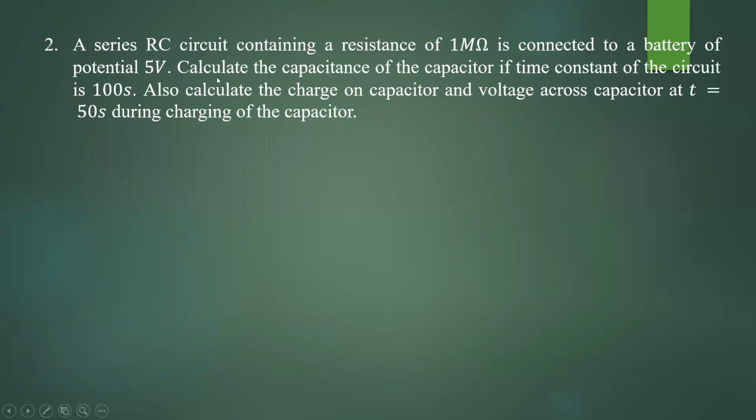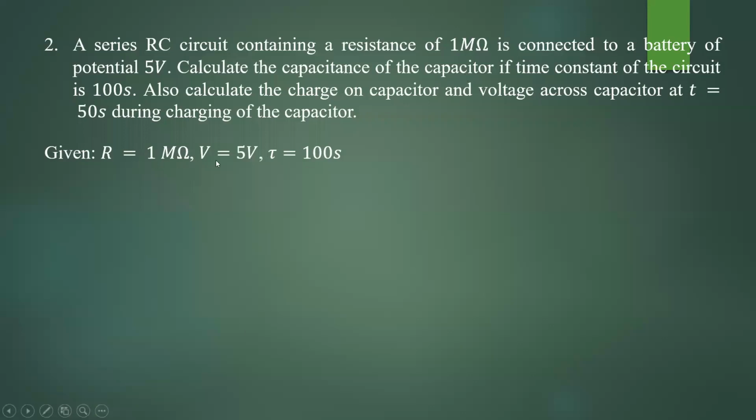So first, they have given the R value. Okay, what are the given values? Write them. The resistance of the resistor is given, that is 1 mega ohm. 1 mega ohm means it is 10 to the power plus 6 ohm. The voltage of the battery V is given, that is 5 volt. And the time constant of the circuit tau is given, that is 100 second. And they have asked to find out the capacitance of the capacitor.